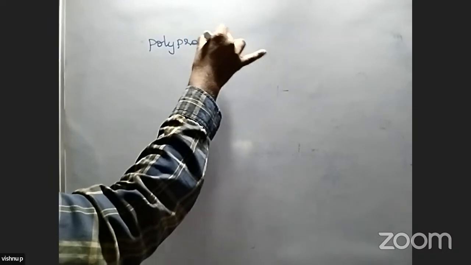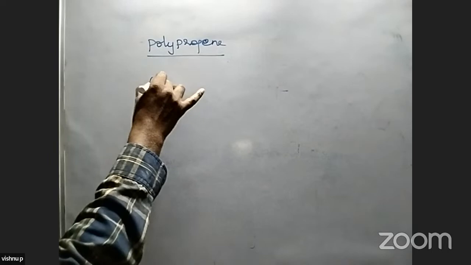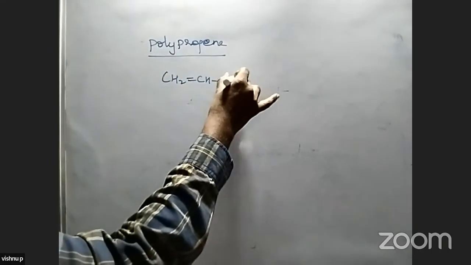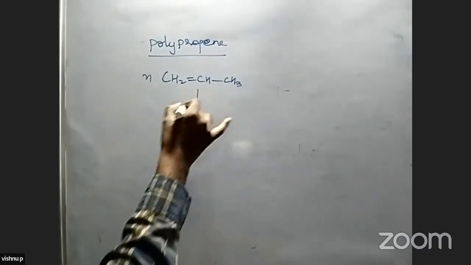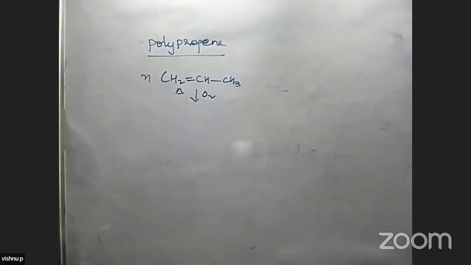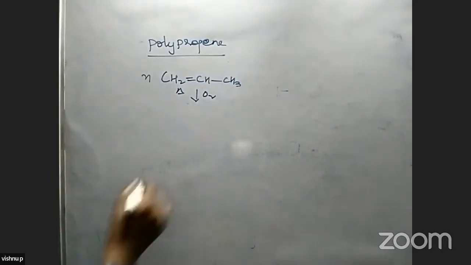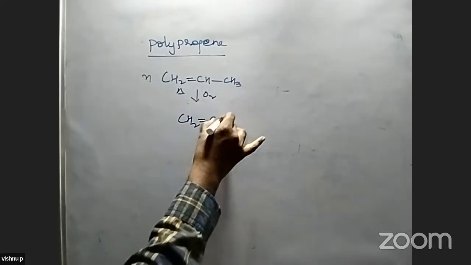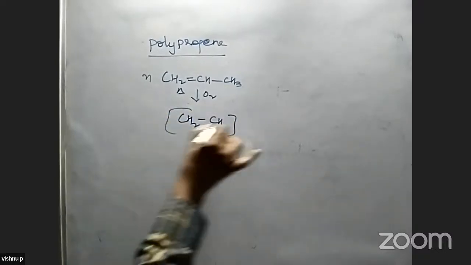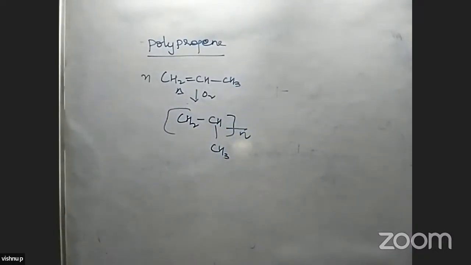The next is polypropylene. So n number of propene molecules combine in the presence of a peroxide catalyst, high temperature and pressure conditions. In this reaction, polypropylene is formed. So this is the polypropylene, where n number of molecules are combined.